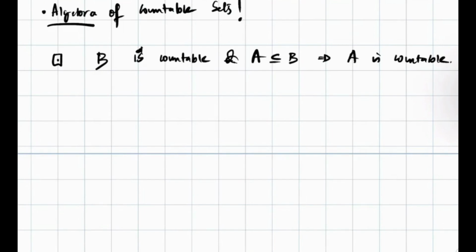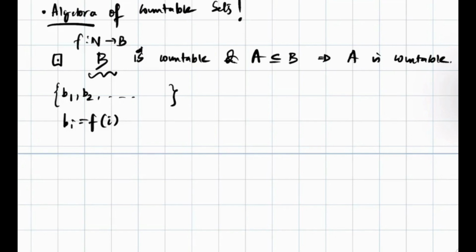Since B is countable, that means every element of B you can represent as B1, B2, like this, right? Bi is nothing but f of i, because there's a bijective function from the natural number set to the set B. So every n of the natural numbers goes to Bn in that sense. So you can count in that format: B1 is the first count and B2 the second count. So f of n is equal to Bn.